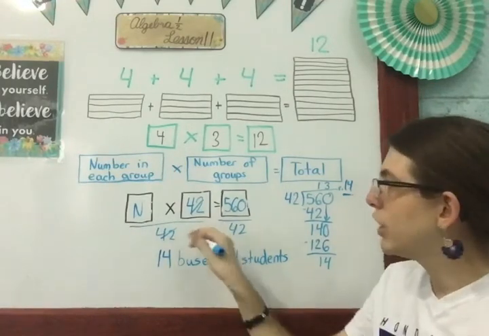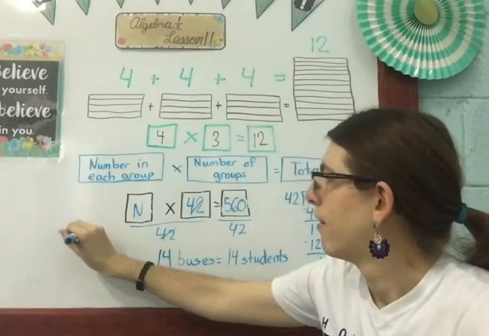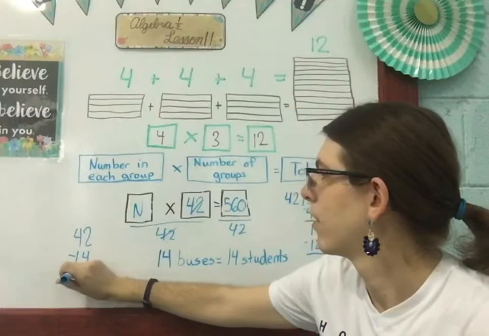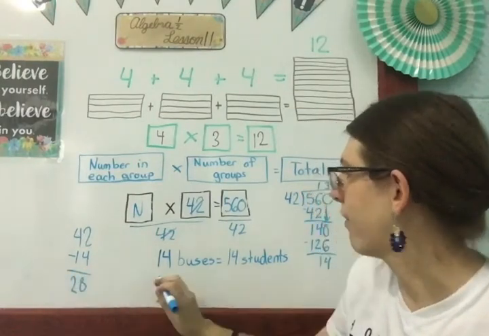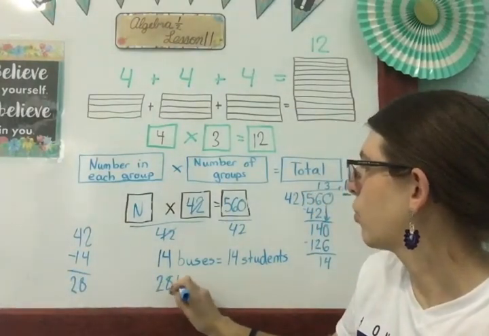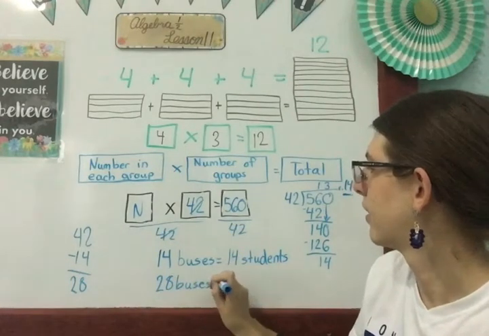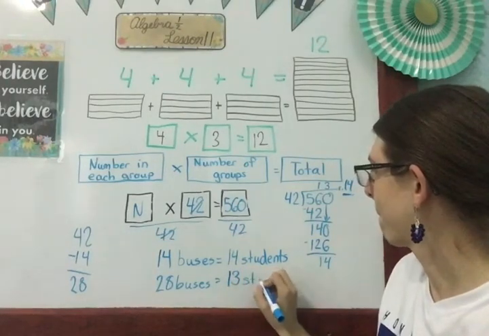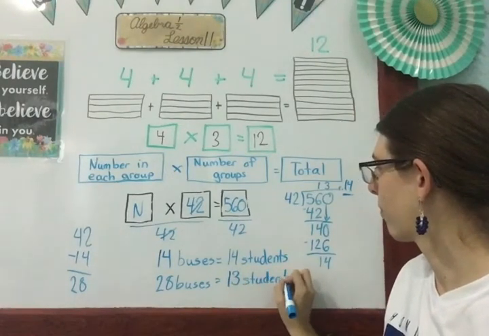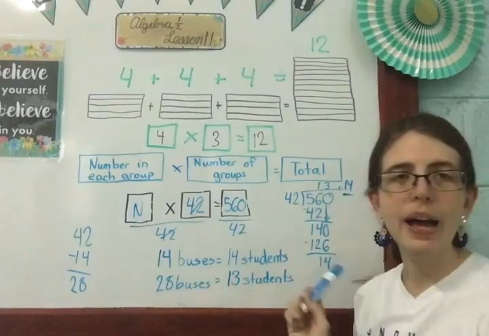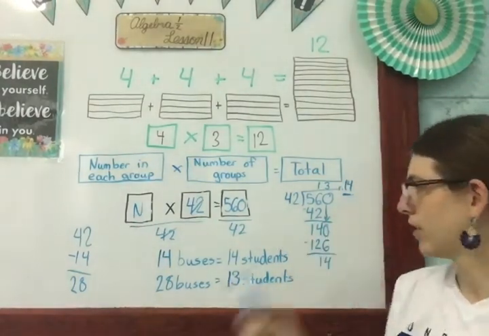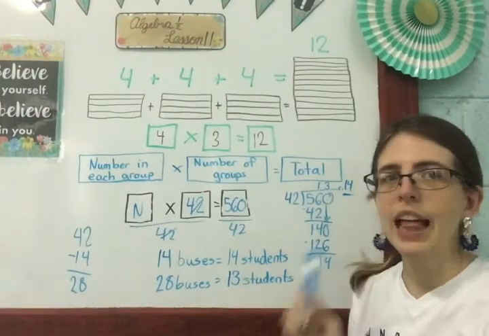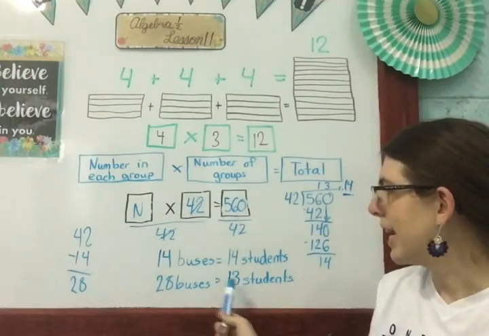So I had 42 buses to start with. 14 of them have 14 students on them. So I have 28 buses left. Those 28 buses that are left have my 13 students. Okay? So 14 buses have the extras, have the leftovers. 28 buses just have 13 students. Okay? Let me show you how this works. 28 times 13.